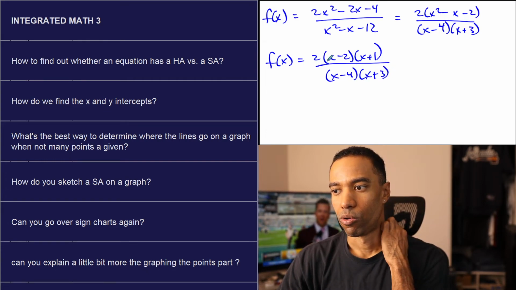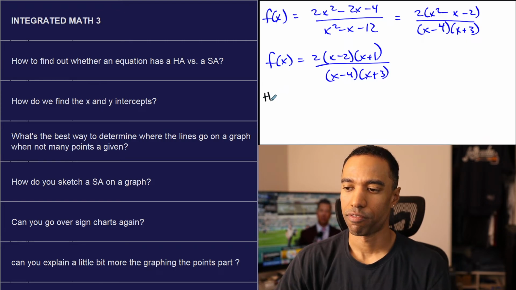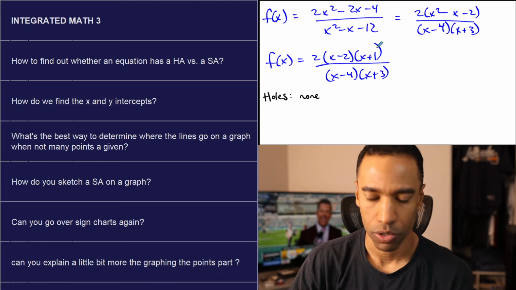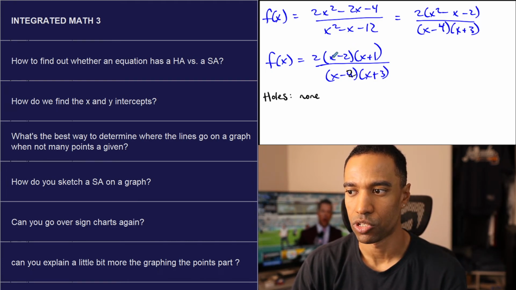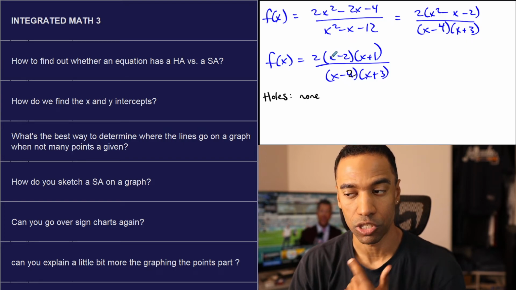It tells us there are no holes. There are no holes because, and that's the first thing I look for after factoring. Holes, none. There are no holes because I never divide 0 by 0. I never have a common factor. If this was x minus 2 over x minus 2, then x couldn't equal 2 because you'd get 0 over 0 from that.